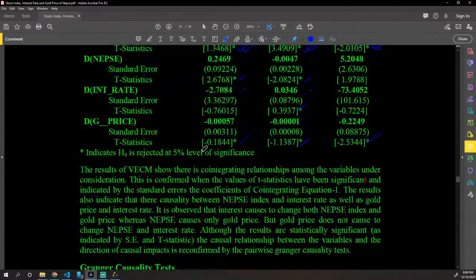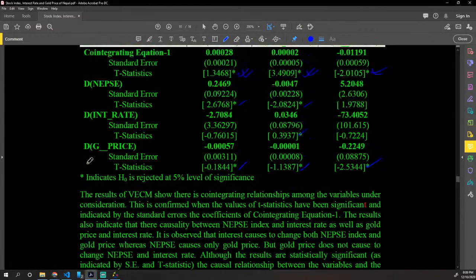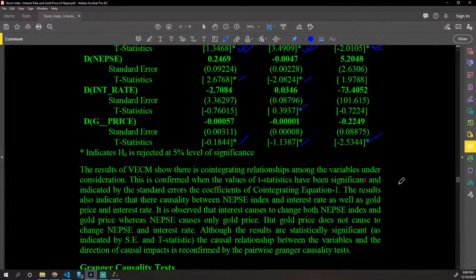So the result of VECM shows there is a co-integrating relationship among the variables under consideration. This is confirmed when the values of these tests are significant, as indicated by the standard error. The coefficients of co-integrating equation 1 also indicate that there is causality between the NEPSE index and interest rates, as well as gold prices and interest rates.